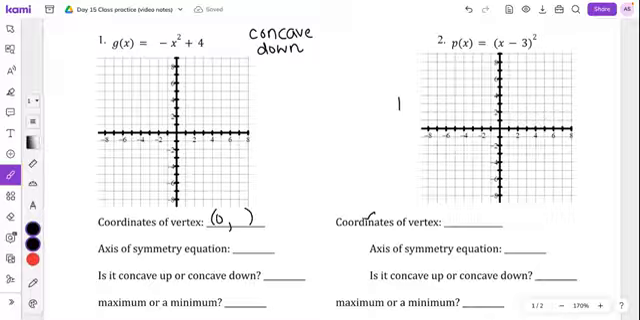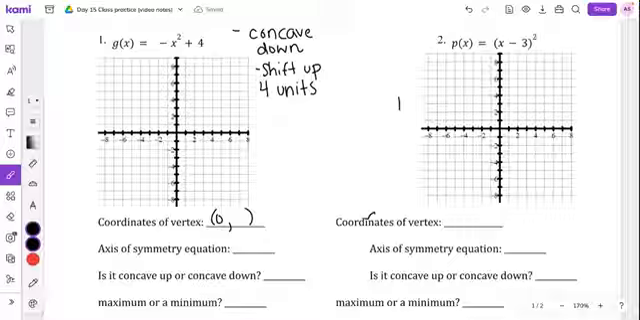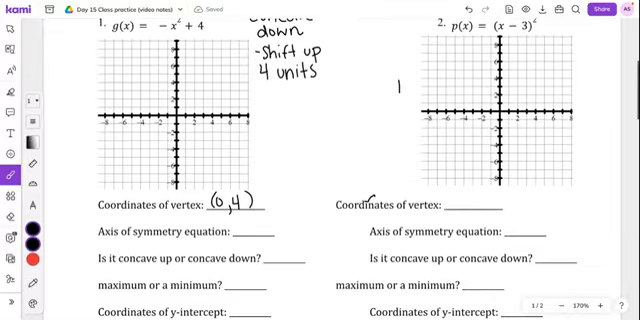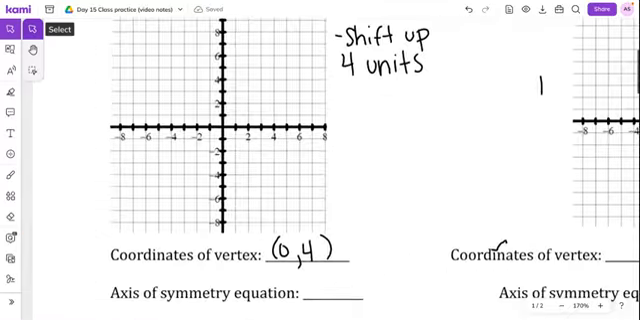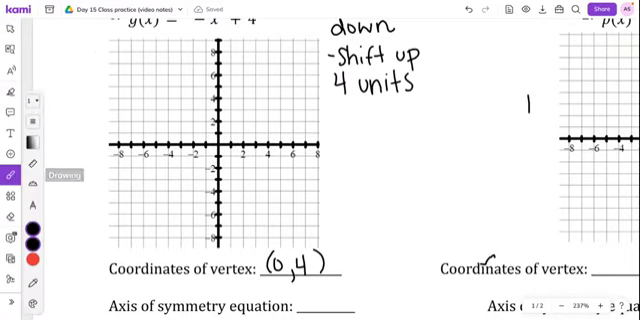But then we have that plus 4 on the outside, so we know that our vertex is going to shift up 4 units. So what was once at 0, 0 is now at 0, 4. And we're going to go ahead and plot that point. So 1, 2, 3, 4. Let me zoom in for a second. 0, 4. And voila.